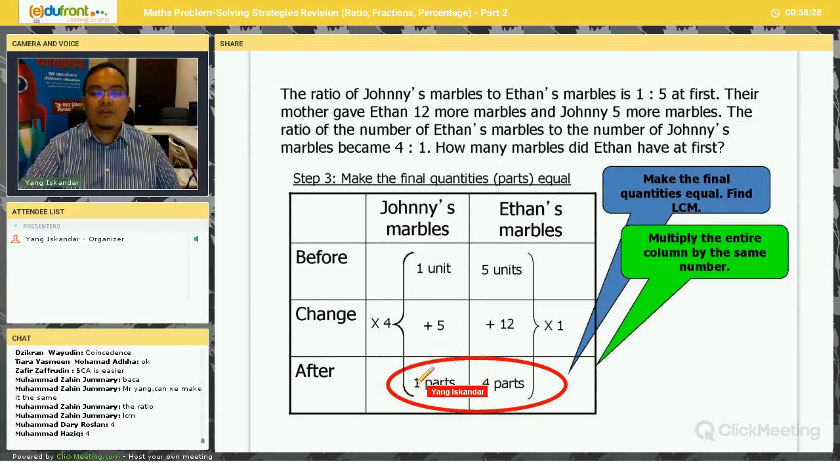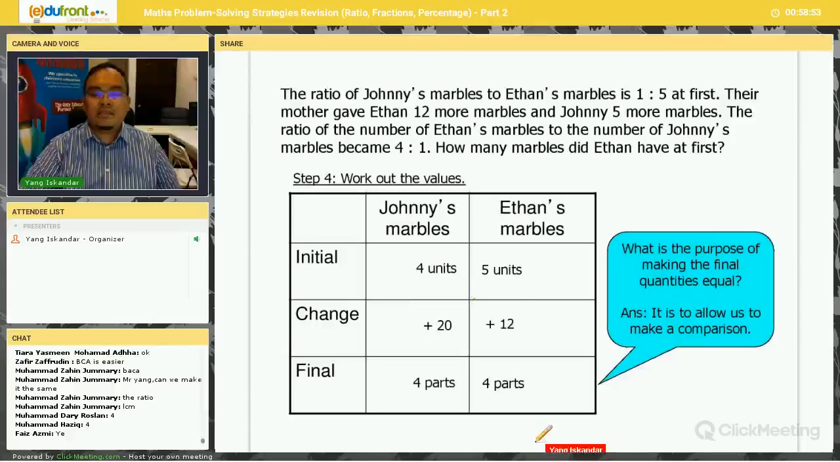Okay. So if I want to make 4 here, everything I must multiply by 4. So 5 times 4, I get 20. All right. 1 times 4, I get 4. 4 times 4, I get 4 here also. Since I need to make both parts the same, I find the lowest common multiple of 1 and 4, which is 4. So multiply by 4. Every part here, I must multiply by 4. All right. So what do I get then?